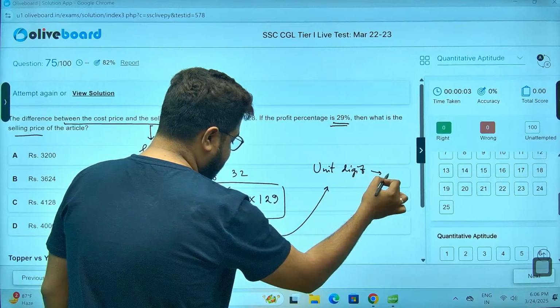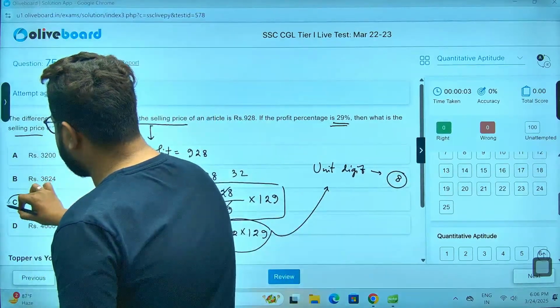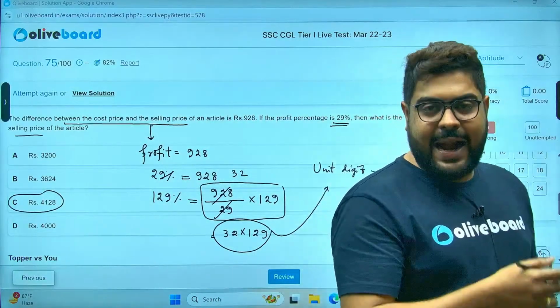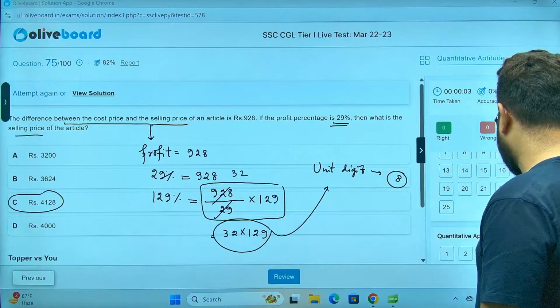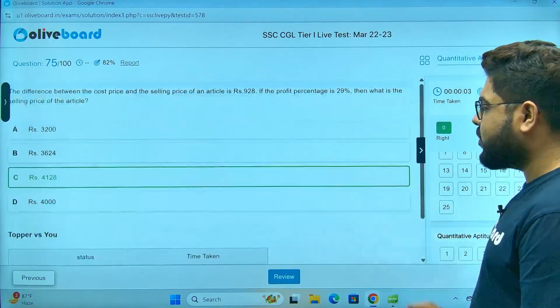Unit digit is going to be 9 twos are 18, so 8, sir. Which option ends in 8, sir? Option C ends in 8. That must be our correct answer. There is absolutely no denying that fact. So 4128 is our correct answer.